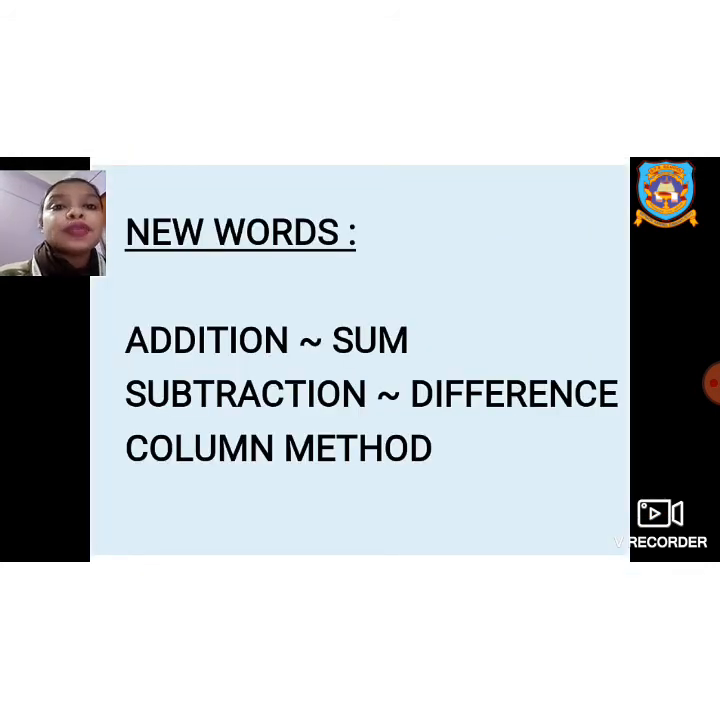The keywords which are very important in this chapter are addition. Along with addition, the sum, because when we do addition, whatever answer we get is known as the sum. Then comes subtraction. When we do subtraction, the answer is known as the difference. And the column method, you already know it, placing one number below the other and making columns like the rupee column and the paise column. And the dot, that is the decimal point, separates the rupees and paise in money.